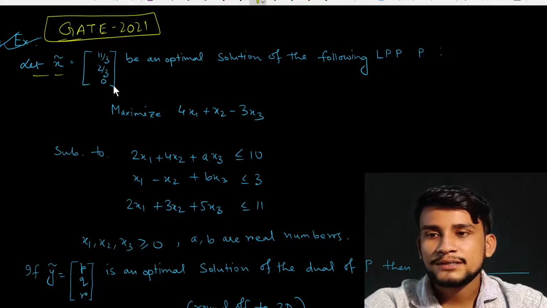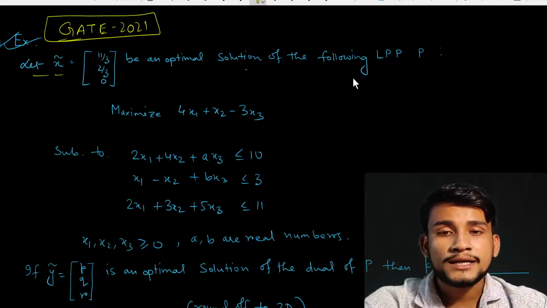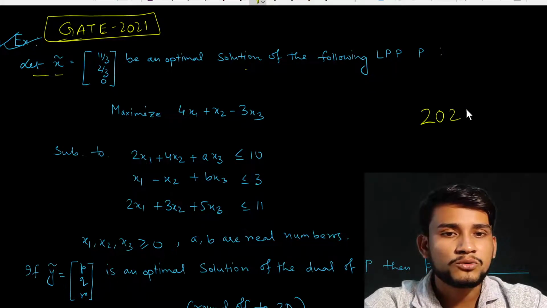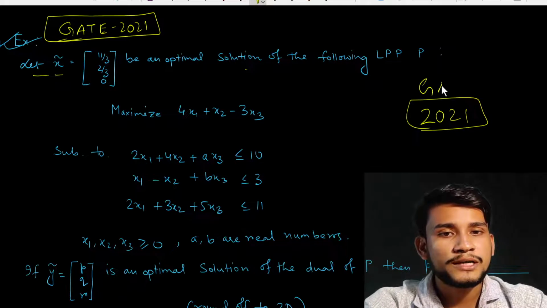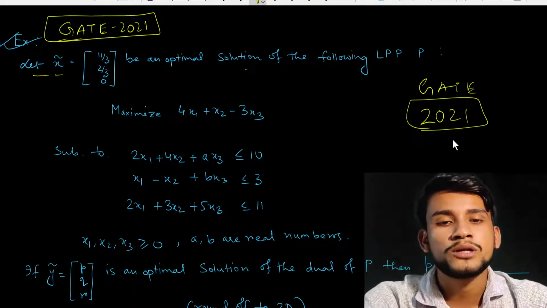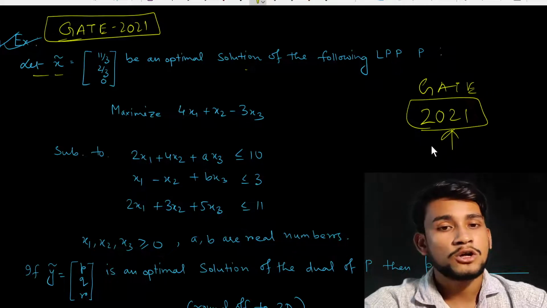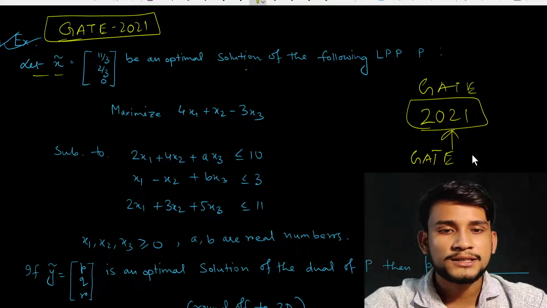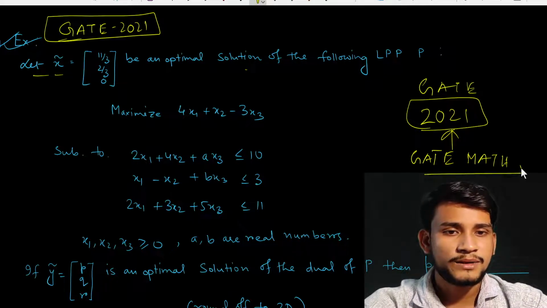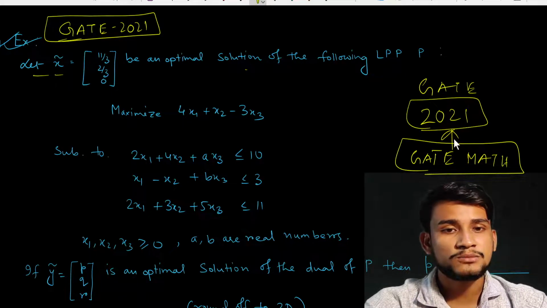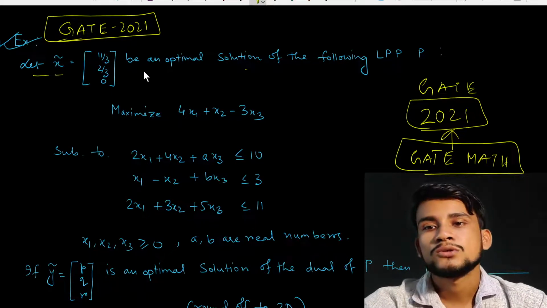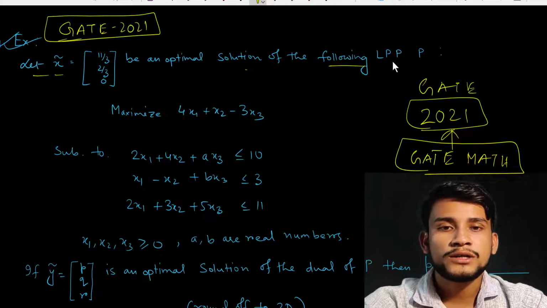Suppose x equal to (11/3, 2/3, 0) is an optimal solution. I say that this problem is already solved in my YouTube channel. You just get the LPP solution of GATE 2021, and most of the questions of 2022 of the LPP section are already solved in the channel. So you go to the GATE mathematics playlist, and you will get the solutions of all the questions of 2021 and 2022. It is an optimal solution of the following LPP.